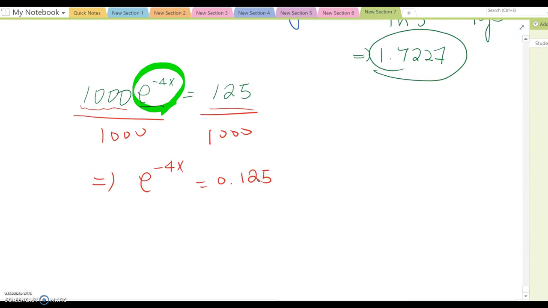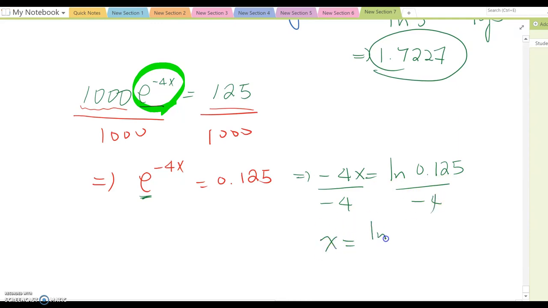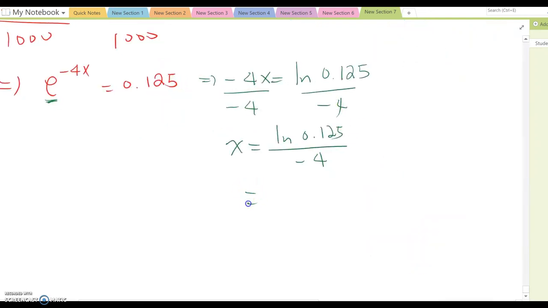0.125. Because the base is e, you can rewrite this as negative 4x equal to ln 0.125, and later you divide by negative 4, then x equal to ln 0.125 over negative 4. So if you calculate ln 0.125 divided by negative 4, then you will get 0.5198. You estimate this to be 0.52.